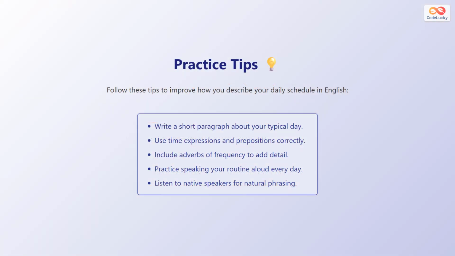To improve your schedule descriptions, practice every day. Write a short paragraph about your typical day. Use time prepositions such as at, on, and in, and include adverbs of frequency like always and sometimes. Practice reading your sentences aloud to improve pronunciation. You can also listen to native speakers to learn natural speaking rhythm and tone.